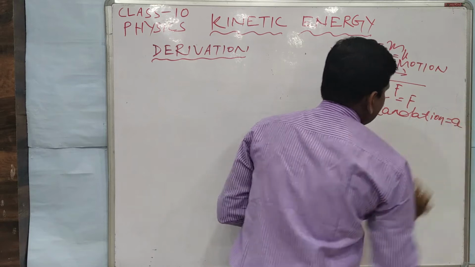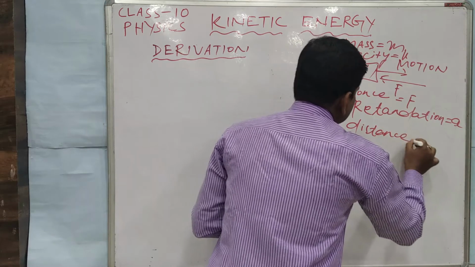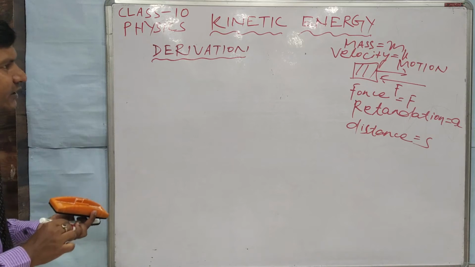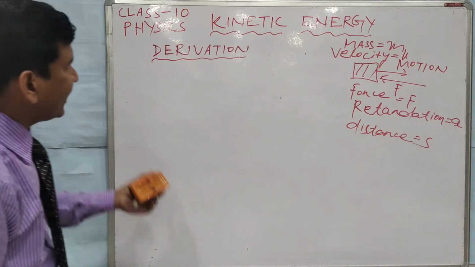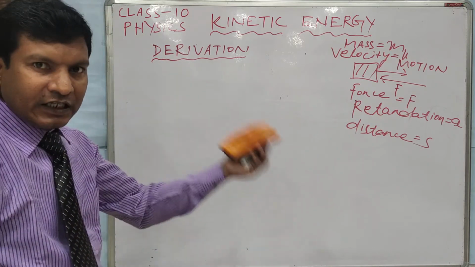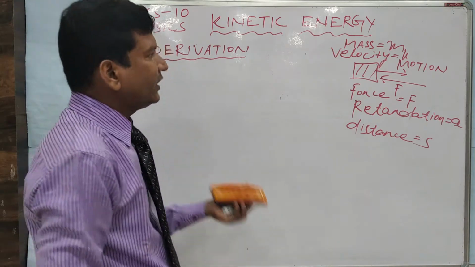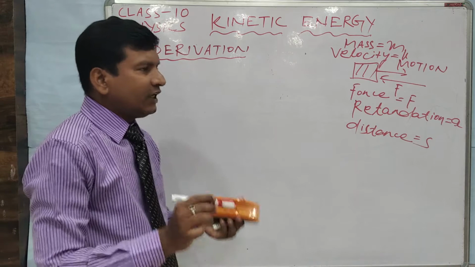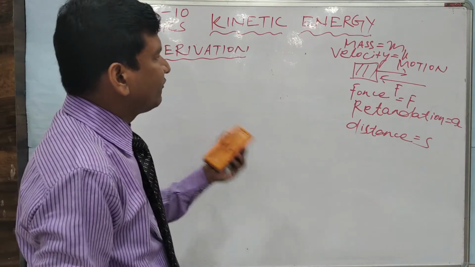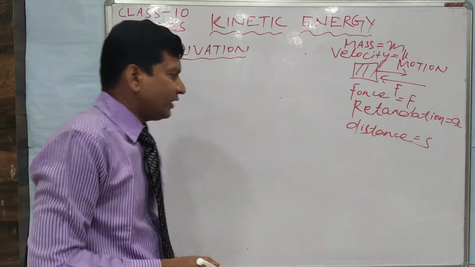is equal to a, and at the same time the distance covered by the body is S. So from this information now we'll derive K is equal to half mv square. Let us consider, once again I am saying, a body of mass m moving with a velocity v. When an opposing force F is acting onto the body, then the retardation caused due to the force is a, and at the same time the distance covered by the body is S.